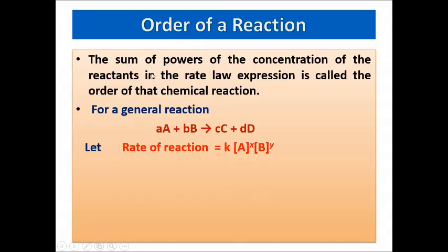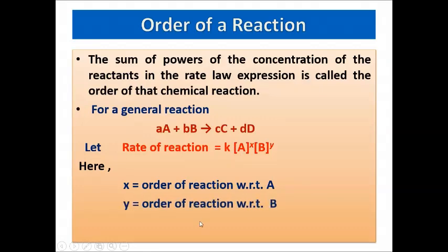Here what is the order? The sum of the powers of the concentration of the reactants in this rate law expression, that is x and y. x plus y is termed as the order of the reaction. So we can write x is equal to the order of reaction with respect to A. In the same way, y is the order of the reaction with respect to B. Then how can we write the order of the reaction? Overall order of the reaction n is equal to x plus y. That means when you add up these two powers, you get the value of the order of the reaction.